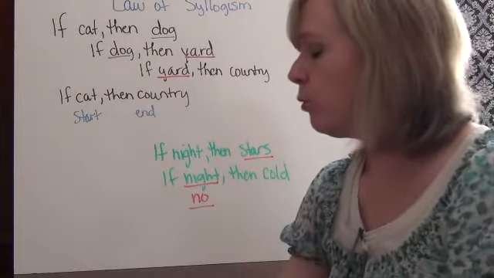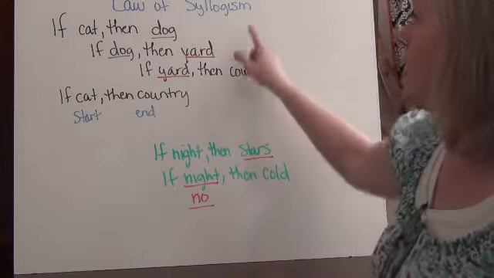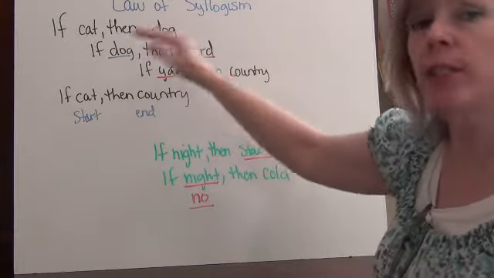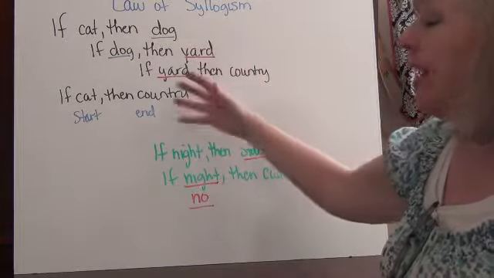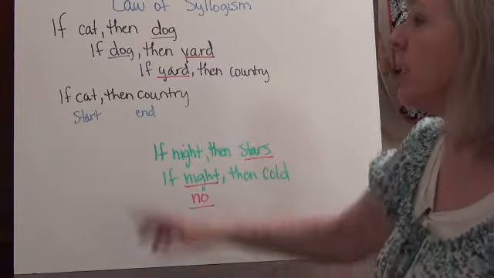Now, the two rules of logic that we talked about, one is the law of syllogism, and the law of syllogism is when I make a series of if-then statements, okay? And then, when I'm finished, I can put the first statement and the last statement together. So see it like this.